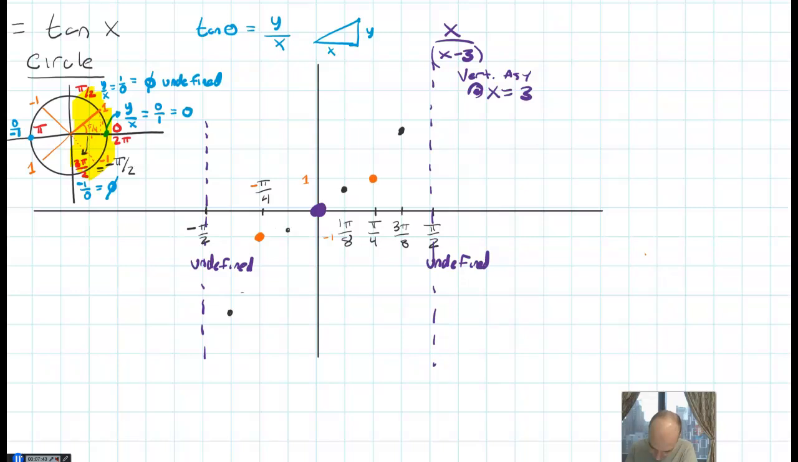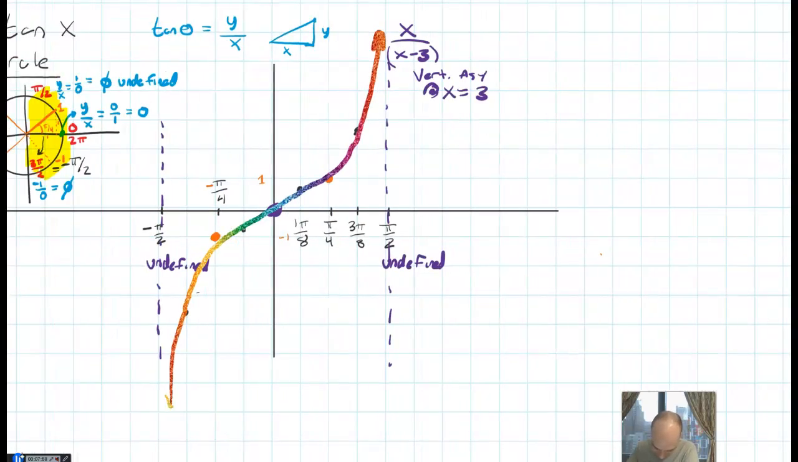And so what does the graph of tangent actually look like? It looks like this. Not quite like that. It goes smoothly through the ones and negative ones, and then up and back down. So that's one period of the graph of tangent.